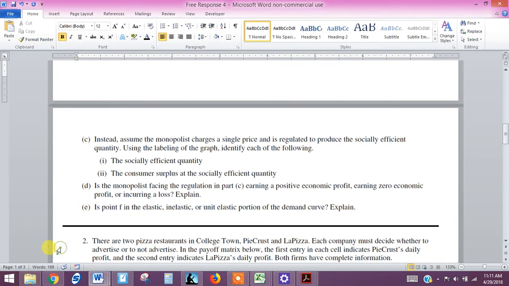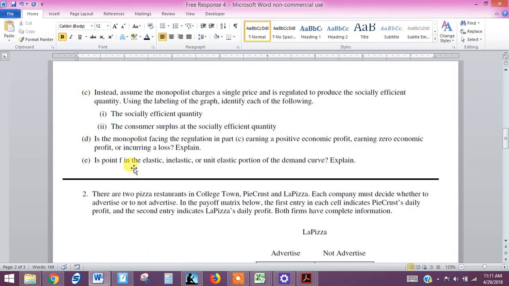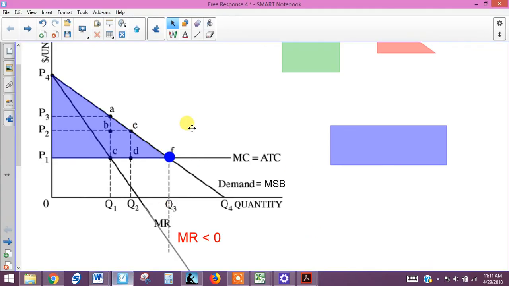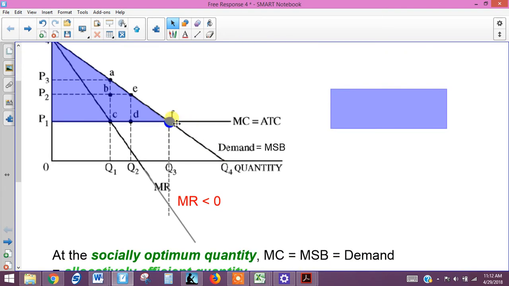Okay, last one, part E. Is point F in the inelastic or unit elastic portion of the demand curve? Explain. Okay, well, that's just going to be a simple matter of looking at that point and seeing where the marginal revenue is at that point F.